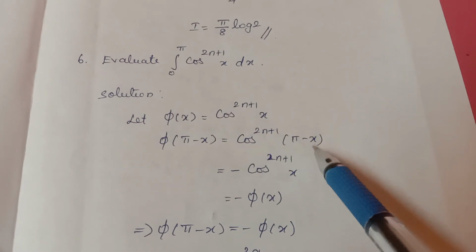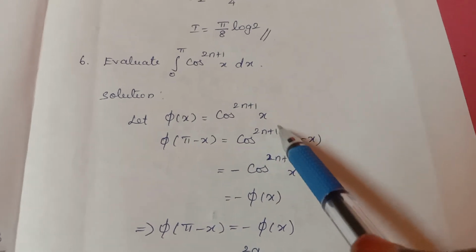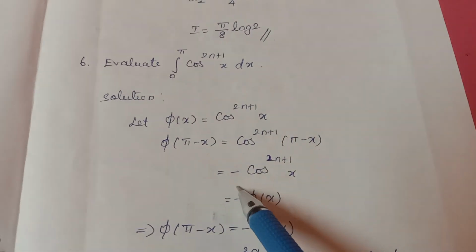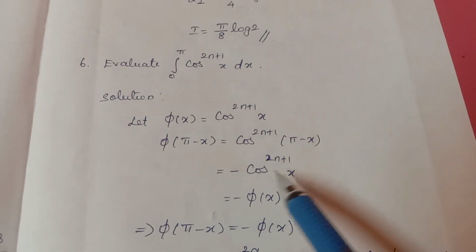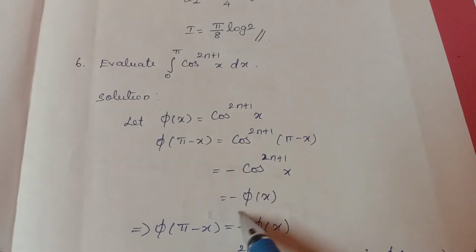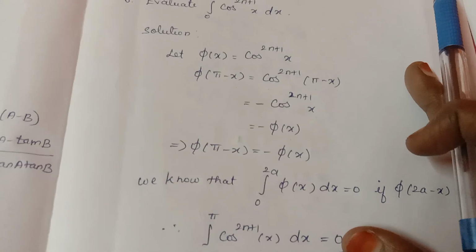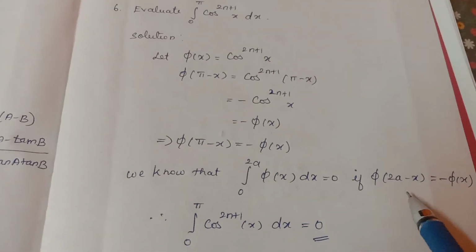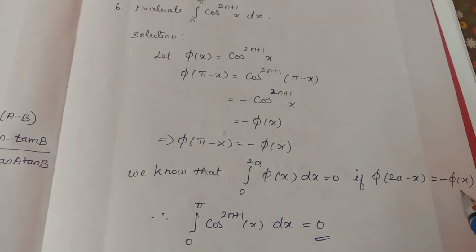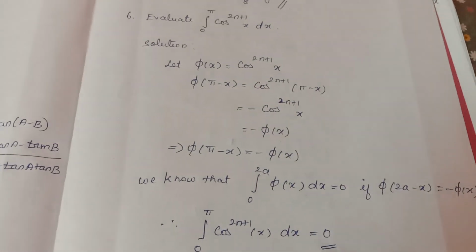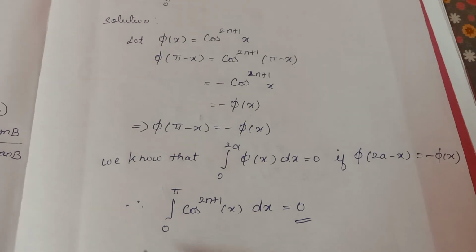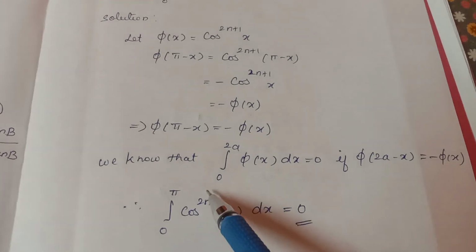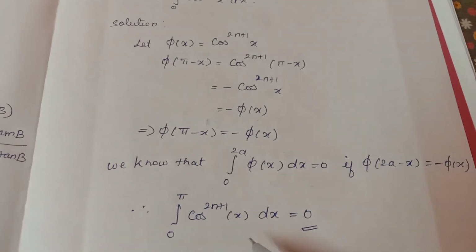But cos of (180 minus theta) is minus cos theta. Here the power is an odd number. So it will be simply minus cos power (2n plus 1) x. So phi of (pi minus x) is equal to minus phi of x. But we know the property: integral 0 to 2a of phi of x dx is equal to 0 whenever phi of (2a minus x) equals minus phi of x. Therefore, the value of this integral equals 0. So whenever you see 0 to 2 pi cos power any odd number, you can simply write it as 0.